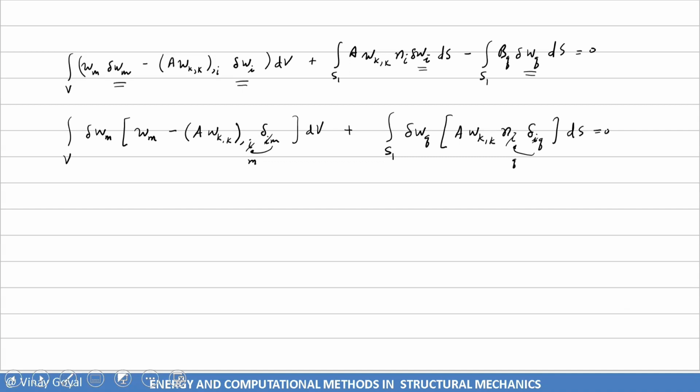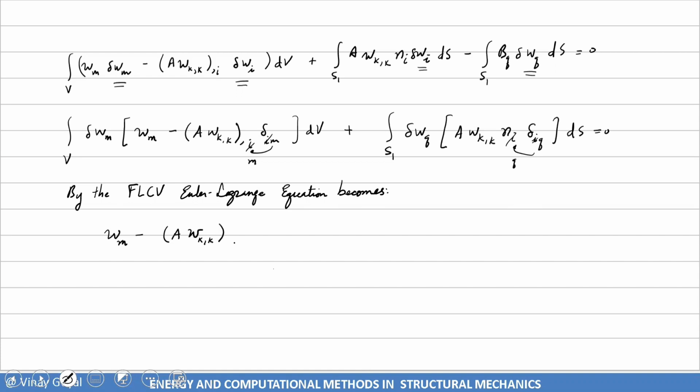So by the fundamental lemma of calculus of variations, the Euler-Lagrange equation becomes Wm minus a Wk comma k comma m equals 0. And note that there's 3 equations here because m is a free index. 3 equations, like I had predicted. We should have 3 equations to solve for W1, W2, W3 in volume V.